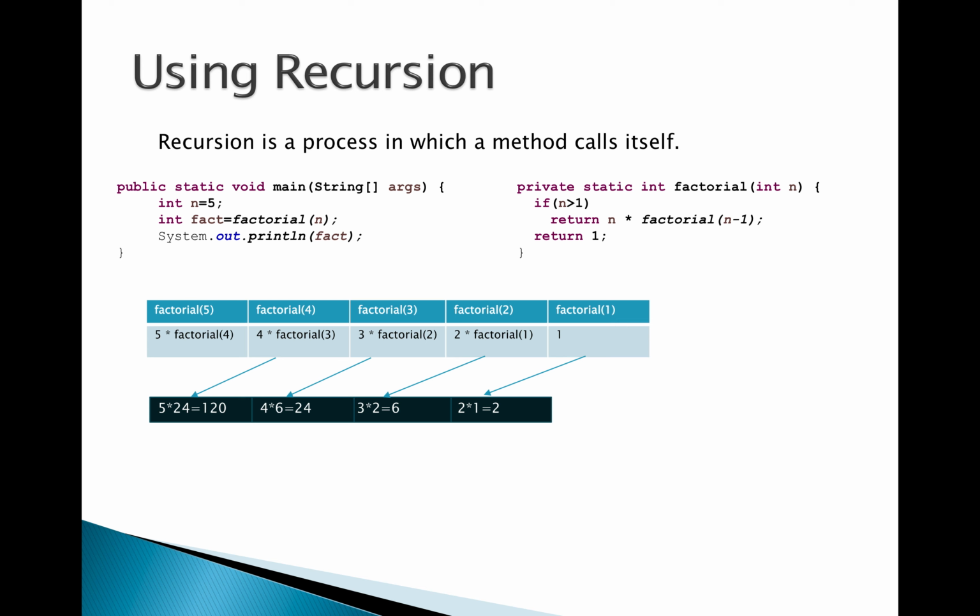So how will you call this method? You just need to say int n is equal to 5, give me the factorial of 5, and once it gets the factorial of 5, it calls factorial of 4, factorial of 3, 2, 1, and finally returns the correct factorial to the calling method. So let's try to do this in Eclipse and see how this works.